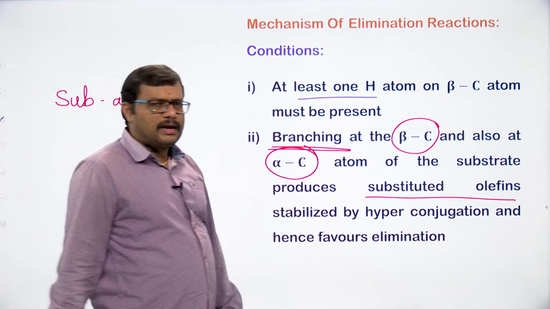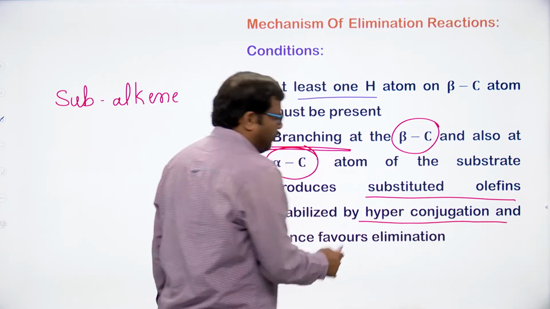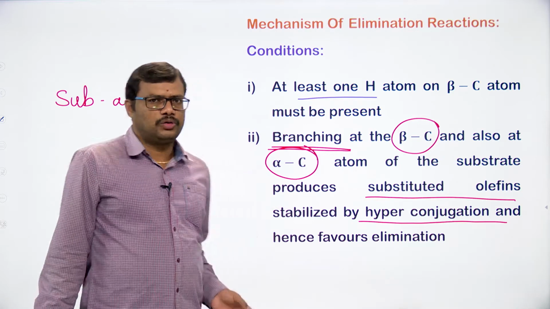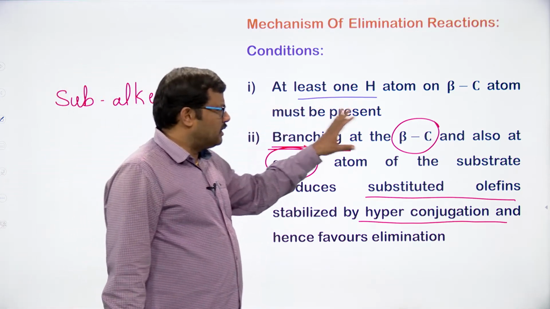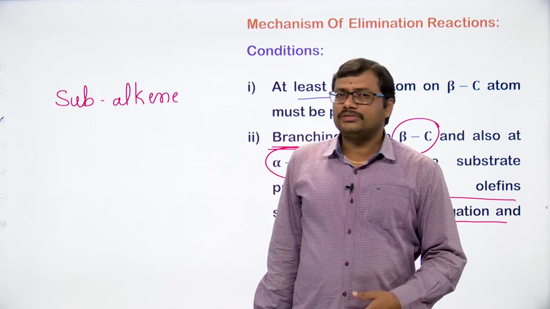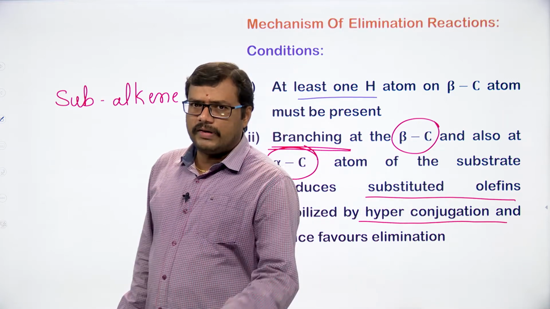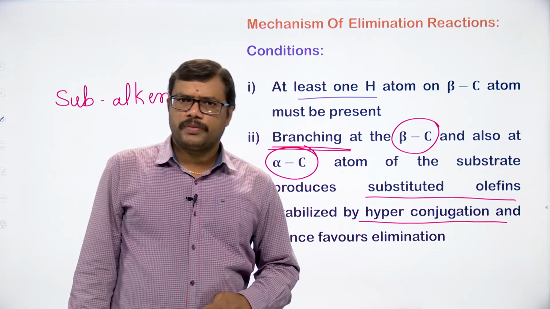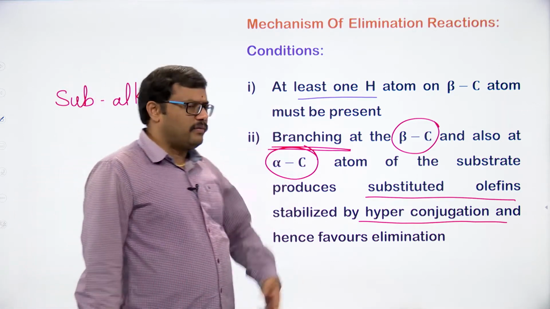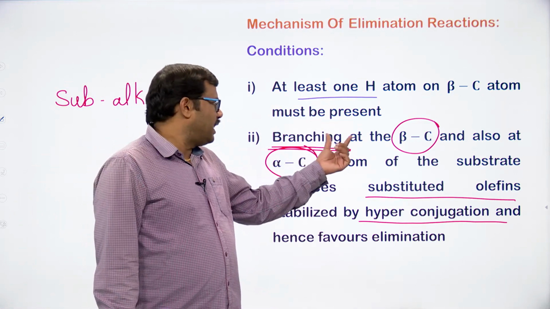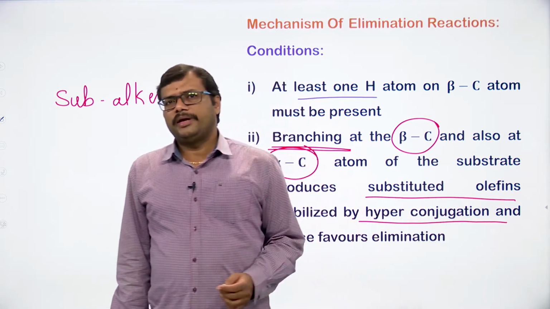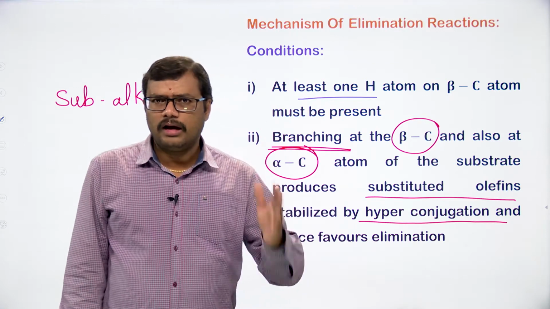A substituted alkene is stabilized by hyperconjugation and therefore automatically the reaction is favored. So, the presence of branching at the beta and alpha carbon atoms increases the rate of reaction, and thereby the product forms in a very short period of time. So, it is always going to be favored. Why is it so? Whenever we have branching at alpha and beta carbon atoms, we are going to end up with the formation of a substituted alkene.